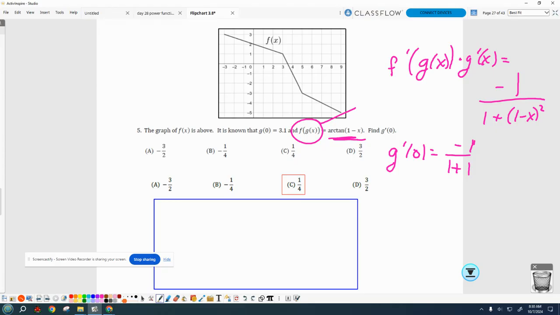And I need to divide by f prime of g of 0. G of 0 is 3.1. How do I find f prime of 3.1? It's not the y value, it's the slope of this straight line that you can count the boxes. Down 2 over 1, negative 2, I believe.